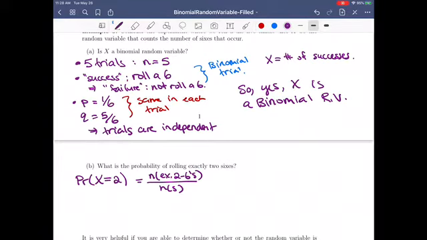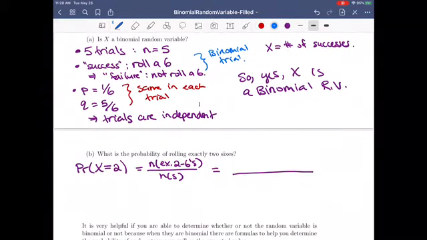So let's talk about the sample space here. We're rolling a die 5 times. Each time we roll, 1, 2, 3, 4, 5, there are 6 options that the die could give. So our sample space is going to be 6 to the power 5, so 6 times 6 times 6 times 6 times 6.